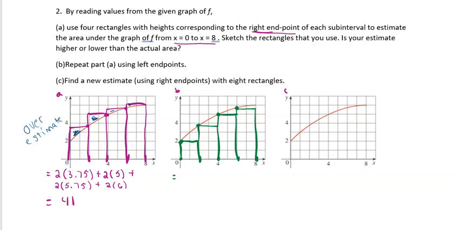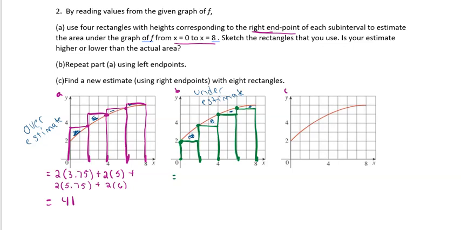So now we're going to do the same thing. Notice this time we have a lot of empty space under. See all this? So this is going to be called an underestimate, because it is going to be too low. There's a lot of area that's not considered. Let's figure out our areas.